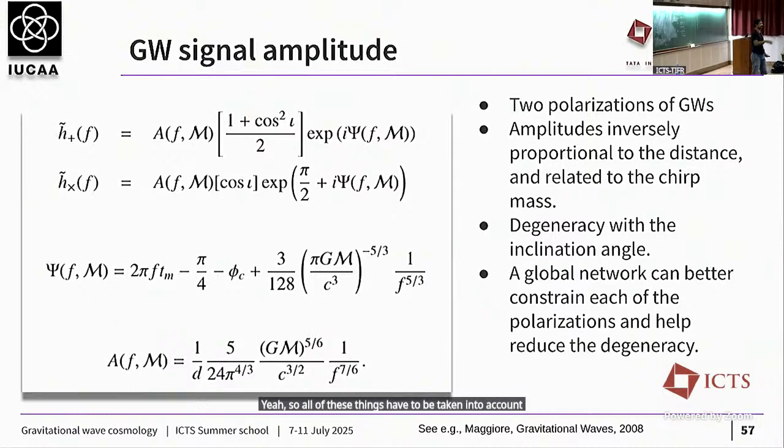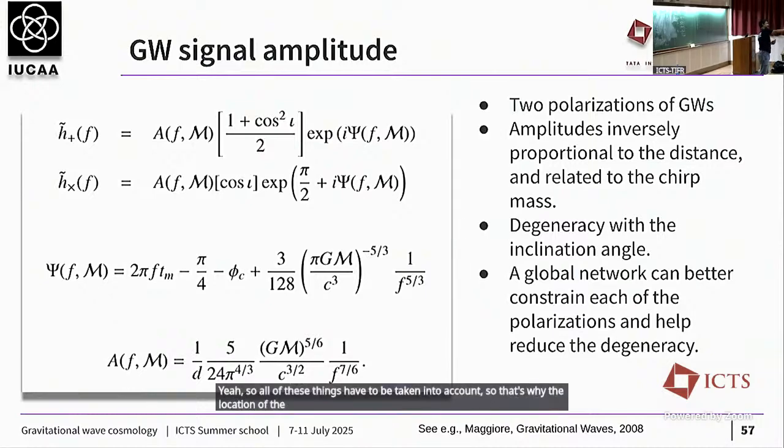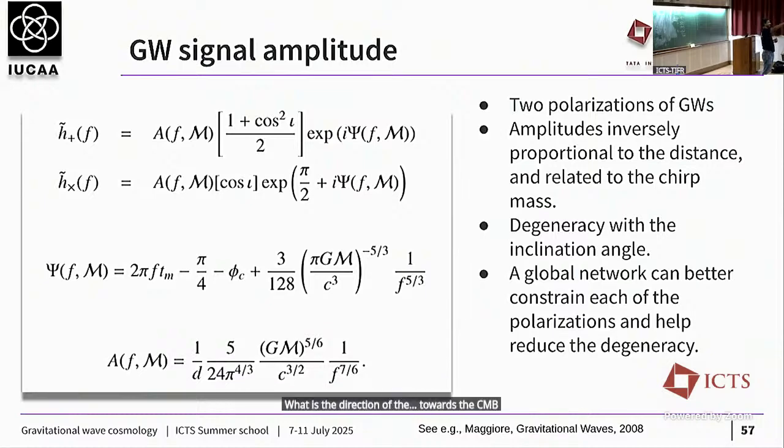So that's why the location of the Earth, how it is moving around, what is the direction towards the CMB, and how our galaxy is moving, all of these things have to be properly taken into account. Because all this motion will also cause small changes in the frequencies, right? That you see. It's the peculiar velocity of our own galaxy. Right?